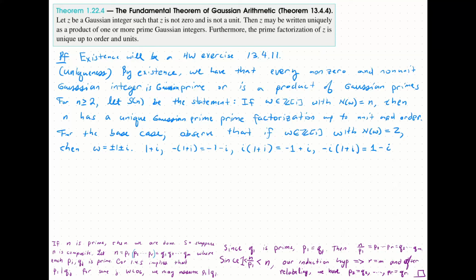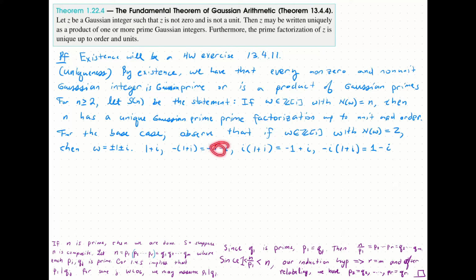And so we have this here. The key thing to see is that there are only 4 possibilities for W when the norm of W equals 2, namely plus or minus 1 plus or minus i. One element will be 1 plus i, which we have already established is prime. But now we have 1 plus i times negative 1, so times a unit, is equal to negative 1 minus i, so that gives us another one of the possible W's. And that tells us that 1 plus i and negative 1 minus i have the same unique prime factorization up to order and units.